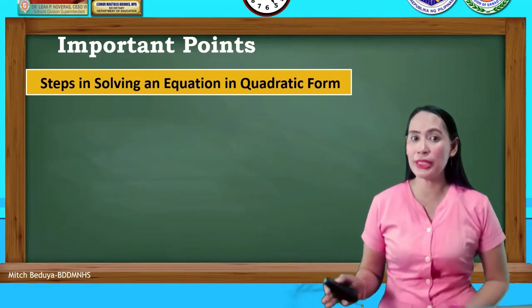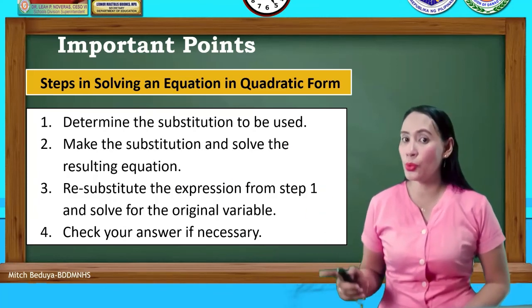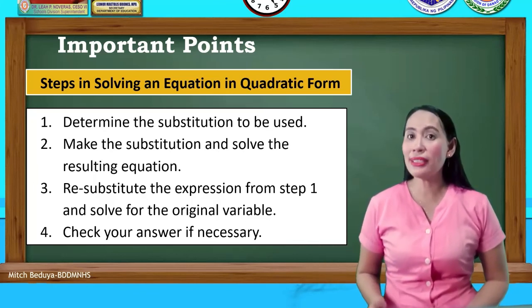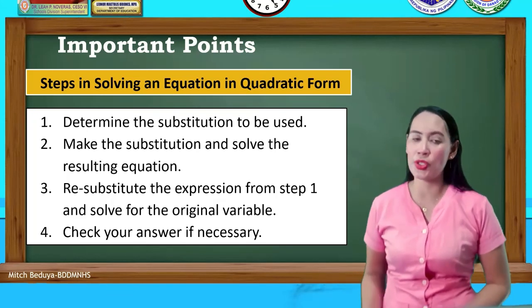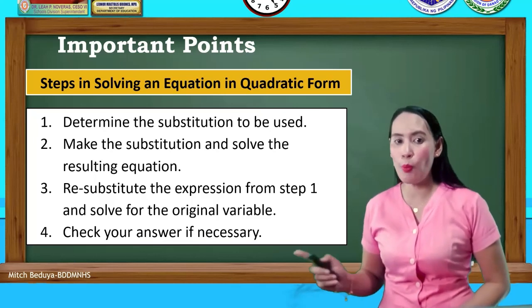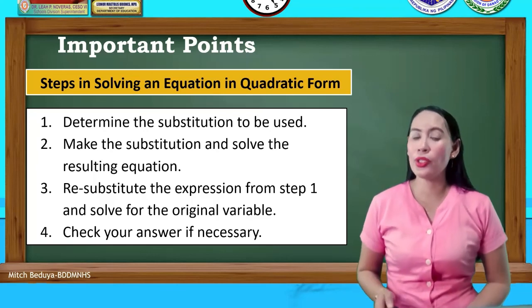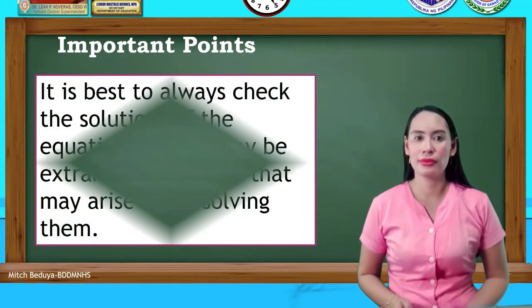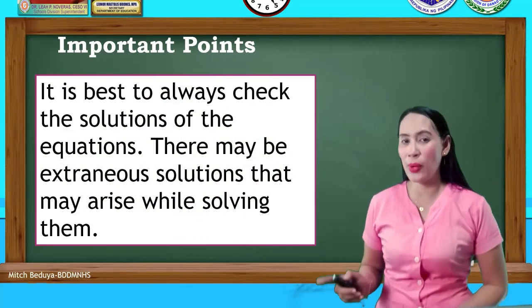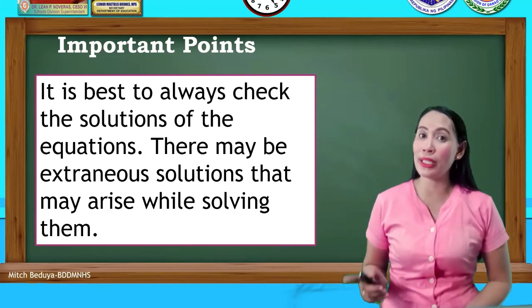So these are the steps in solving an equation in quadratic form. First, determine the substitution to be used. Second, make the substitution and solve the resulting equation. Third, resubstitute the expression from step 1 and solve for the original variable. Fourth, check your answer if necessary. It is best to always check the solutions of the equations. There may be extraneous solutions that may arise while solving them.